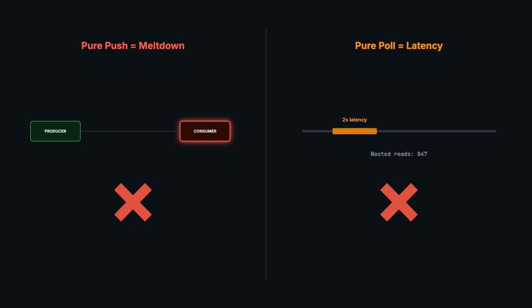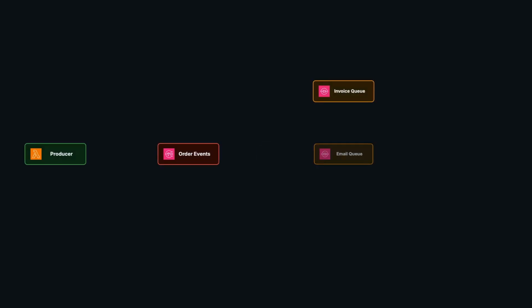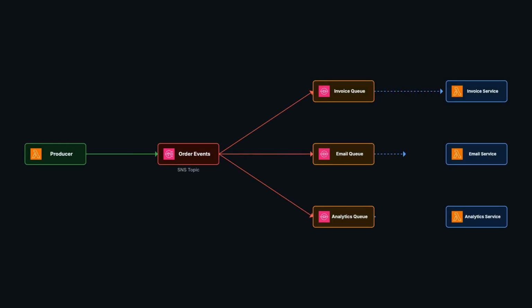On AWS, this looks like SNS fanning out to SQS. The producer pushes to a topic. The topic pushes copies into multiple queues. Then each consumer pulls its own queue at its own pace. Watch it work. Order comes in. SNS clones it 3 ways: invoice, email, analytics. Invoice drains fast, email keeps up, analytics takes longer. But nothing lost, nothing dropped. Independent rates, DLQ ready, no lost events.